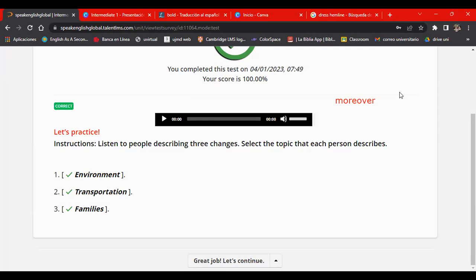Greener is the comparative of green. Very good. Excellent. And more worse or no? What is the... Only getting worse? Getting worse. Okay, very good.